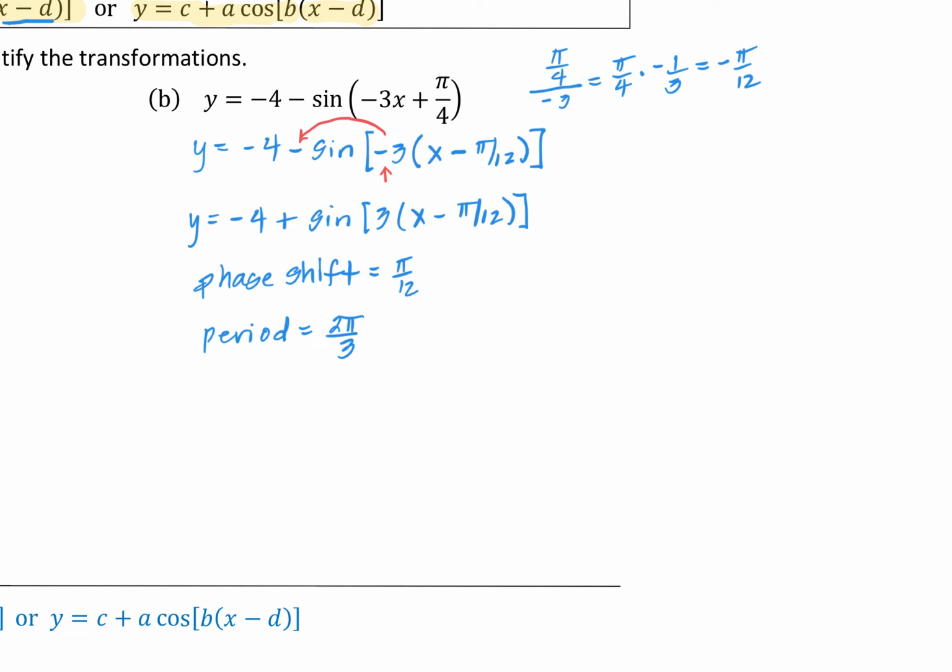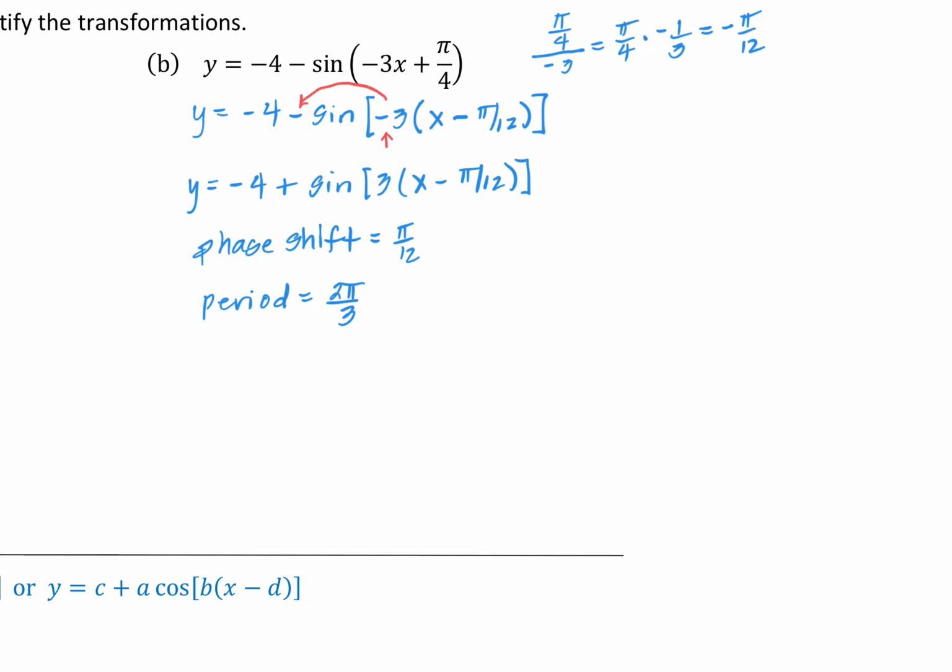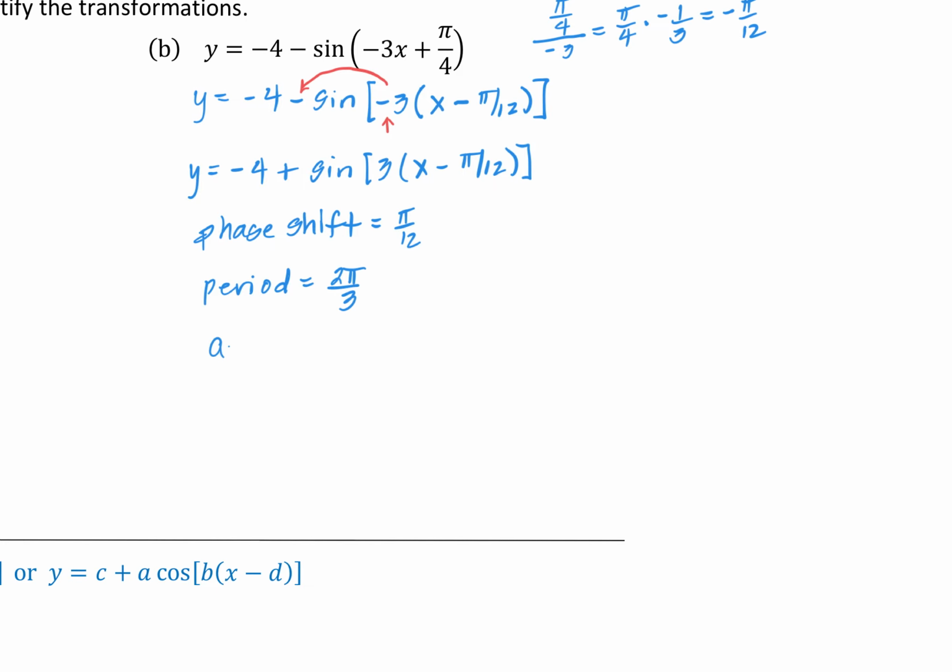Now notice that there is no number multiplied by the sine. So my amplitude did not change. It's still 1. Technically, I don't have to write amplitude of 1 because it hasn't been transformed. It's still the original value. But if you want to write down that the amplitude is unchanged and it still remains as 1, that's fine.